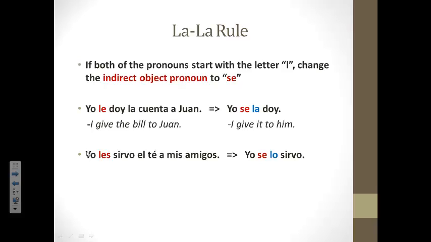Alright, let's look at another example. I serve the tea to my friends. If I want to change this and say I serve it to them, I need to replace tea with the word it, which is lo. And if I don't know any better, I'm going to get yo les lo sirvo. I do not want the la la together. So change les, and you will get I serve it to them. Yo se lo sirvo. Do please take the time on section 6. I gave you these 2 examples, and I made errors. I did not use the la la rule adequately. Please fix those for me.